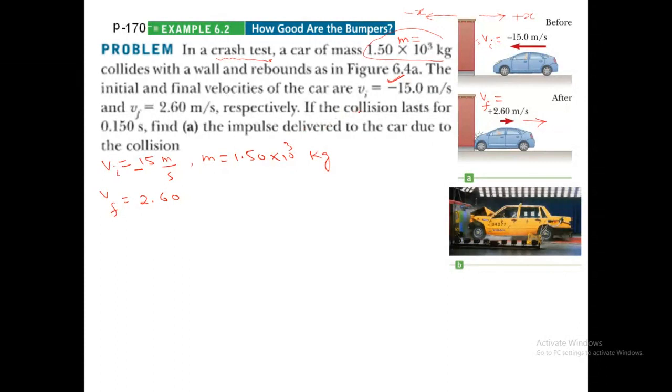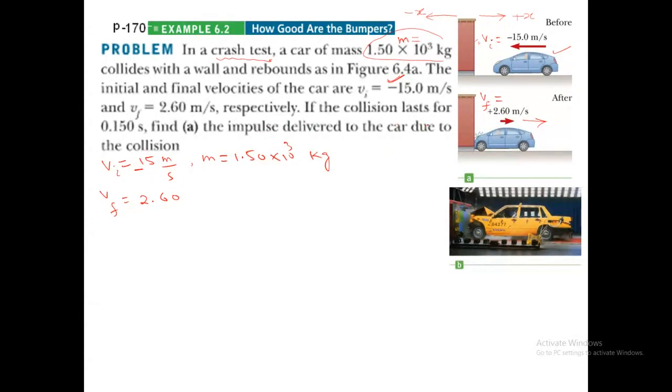Excuse me, yes, please. VF means after the collision, going back. Yes. You see, the car is coming, this car is traveling toward the negative x-axis. When it collides with the wall, it is traveling with 15 meter per second along the negative x-axis. So minus 15 meter per second initial velocity. Once it hits the wall, it goes back in the opposite direction, I mean to the positive x direction, with 2.6 meter per second.